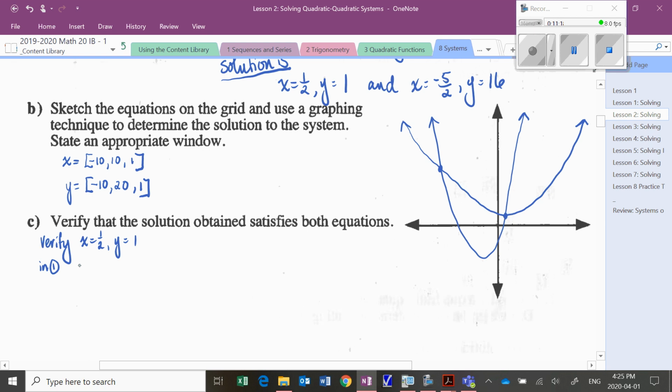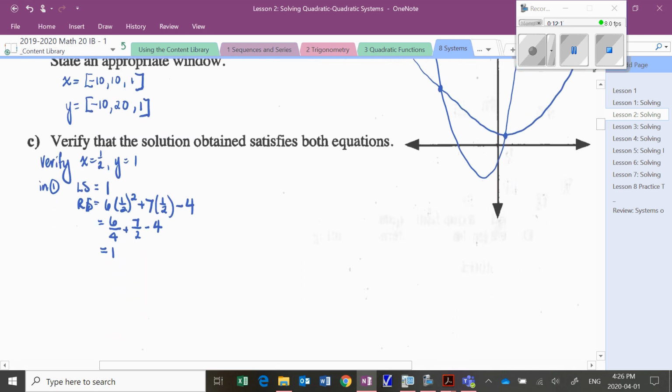In the first equation, the left side was equal to y, of course, so that's just 1, and the right side was equal to 6 times x squared, so 6 times 1/2 squared, plus 7x, or 7 times 1/2, minus 4. If we work that out, we've got 6 times 1/4, because 1/2 squared is 1/4, so 6/4 plus 7/2 minus 4. 6/4 is also known as 3/2. 3/2 plus 7/2 is 10/2. 10/2 is also known as 5. 5 minus 4 is of course equal to 1. So that one works, and we'll move on.